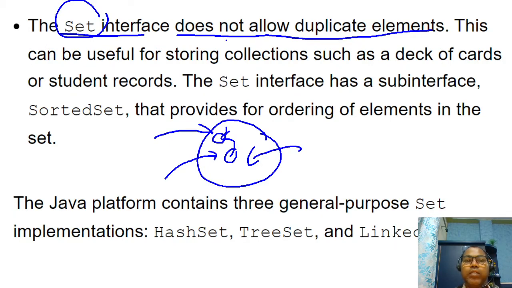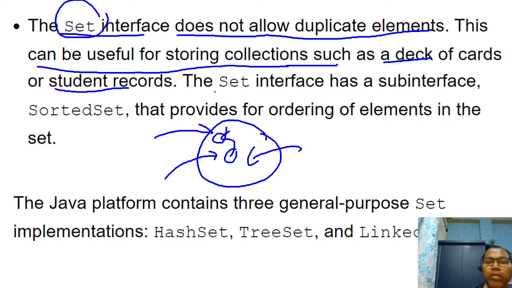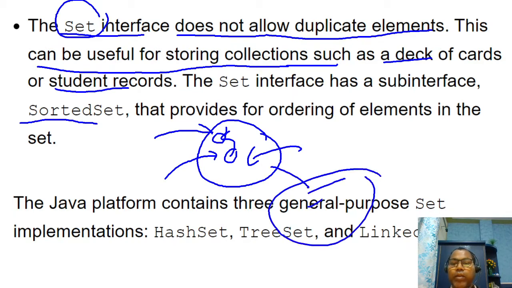This can be used for storing a collection, like a deck of cards, student records, and lots of things. Any kind of object you want to collect, where uniqueness is maintained and you don't want to allow duplicates, you are going to use a set. After that, there is one more sub-interface known as sorted set. Now I want to further sort these unique elements in a particular order, maybe ascending order or descending order. Then you have a sub-interface known as your sorted set.